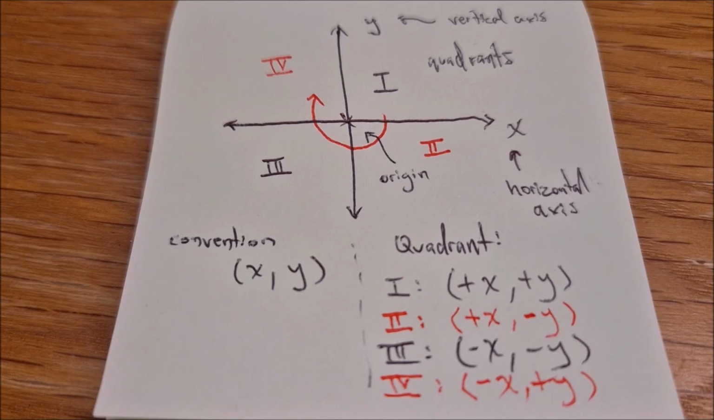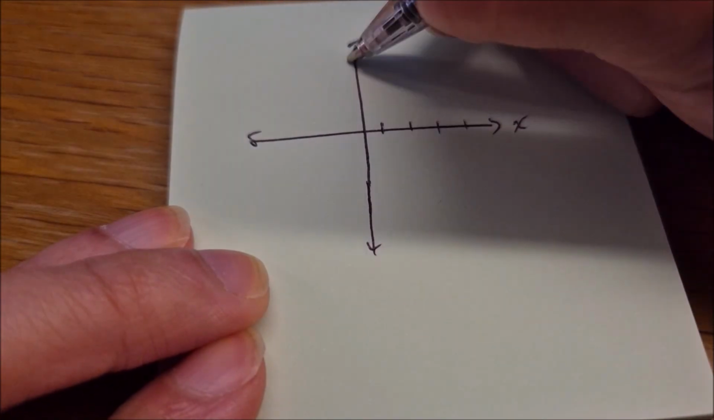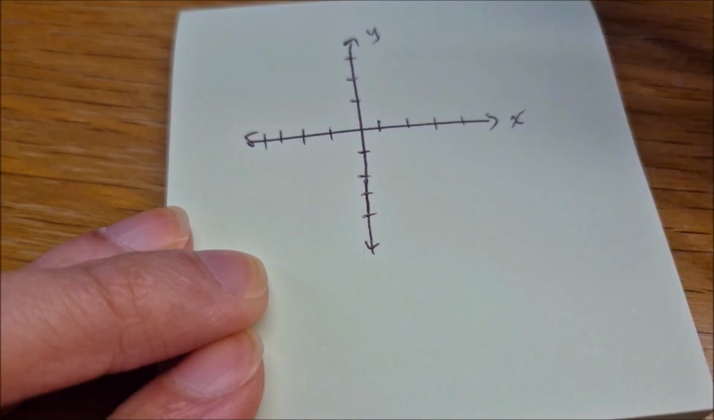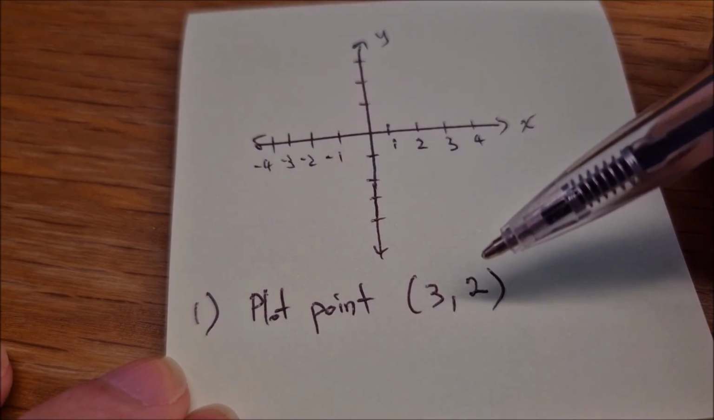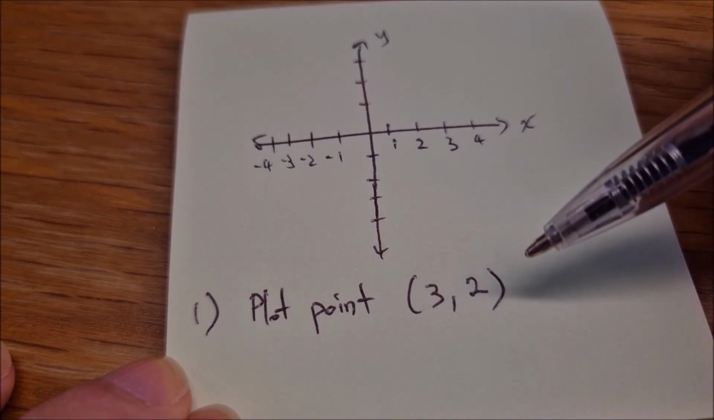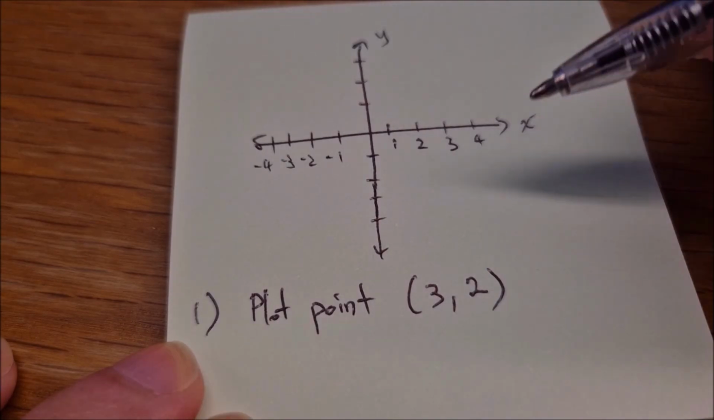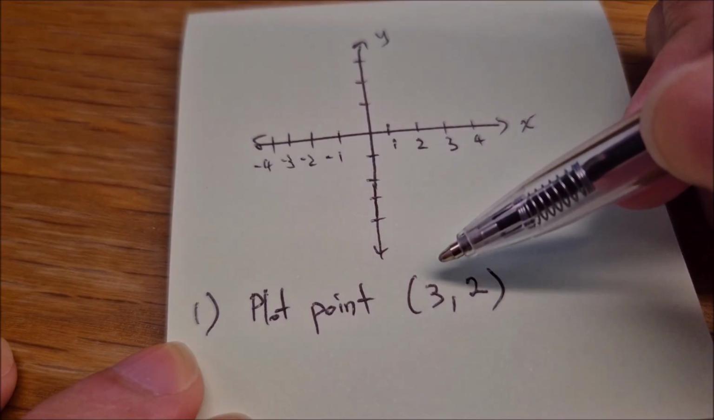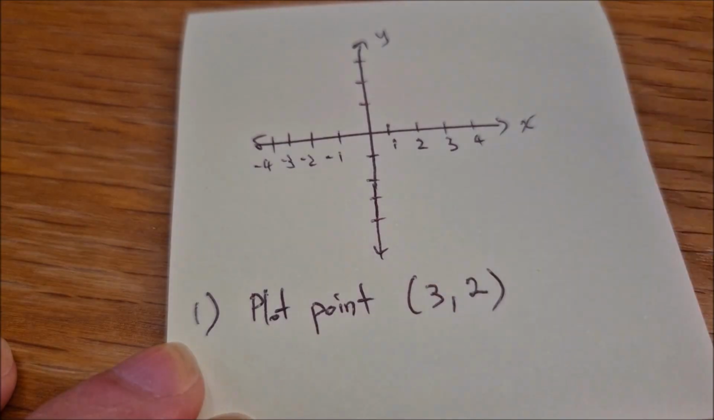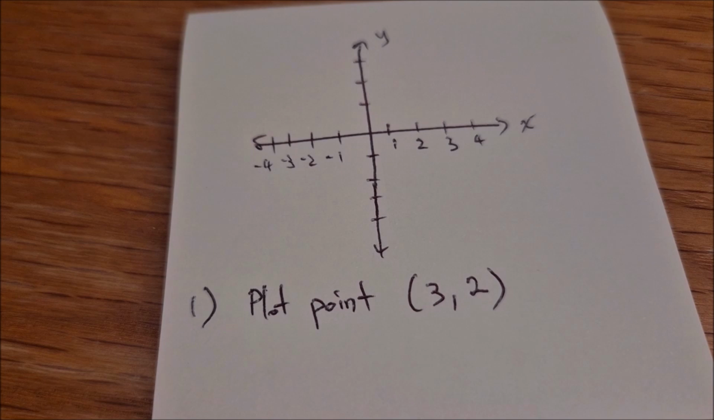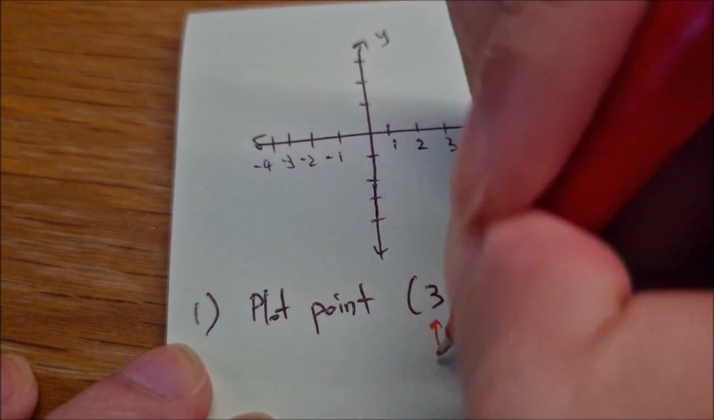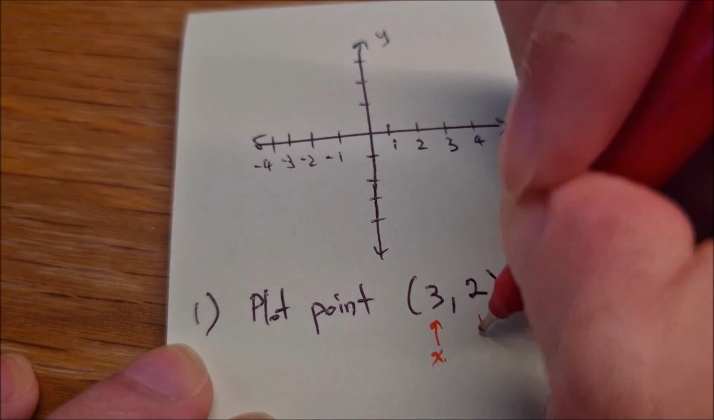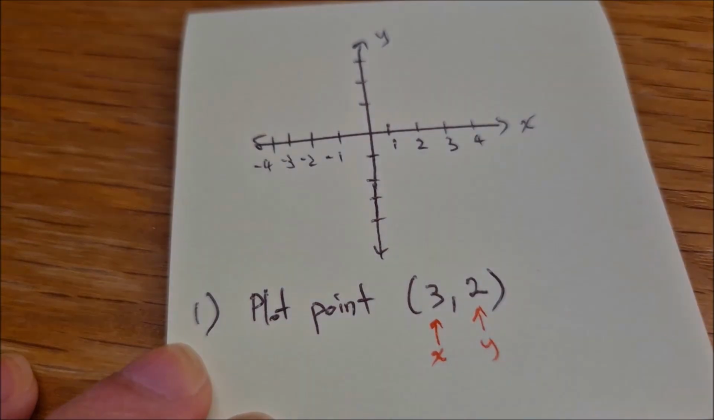Hopefully this brief overview made sense. Now we can do some concrete examples. Let's say we wanted to plot the point 3, 2. Now remember that the x coordinate always goes first, so let's use a different pen. 3 would be our x, and 2 would be where our y is located.